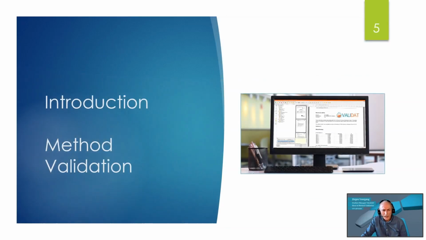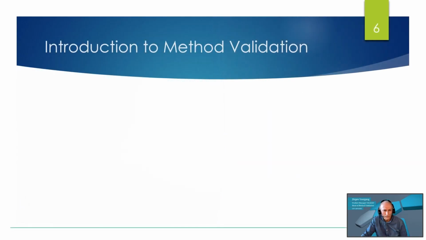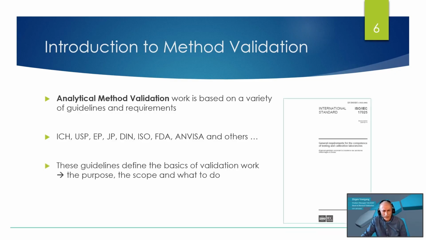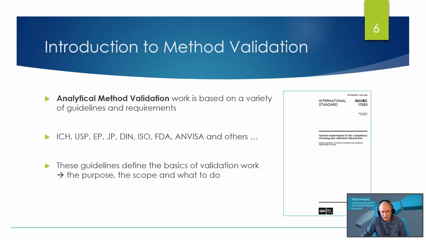But first we will start with an introduction to method validation. Analytical method validation work is based on a variety of guidelines and requirements: ICH, USP, EP, DIN, ISO, FDA, and others. All these are important guidelines that should be implemented in a good method validation solution. These guidelines define the basics of validation work, the purpose, the scope, and what to do.